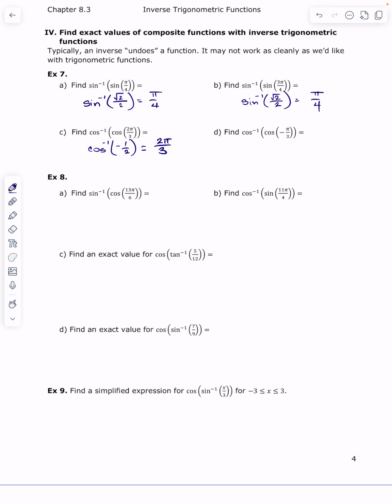D, I want the inverse cosine of the cosine of negative pi over 3. Negative pi over 3 is in quadrant 4. And so my cosine there is positive 1/2. Cosine of negative pi over 3 is positive 1/2. I now want the inverse cosine of positive 1/2. This is going to return an angle in quadrant 1, and that's going to be positive pi over 3.